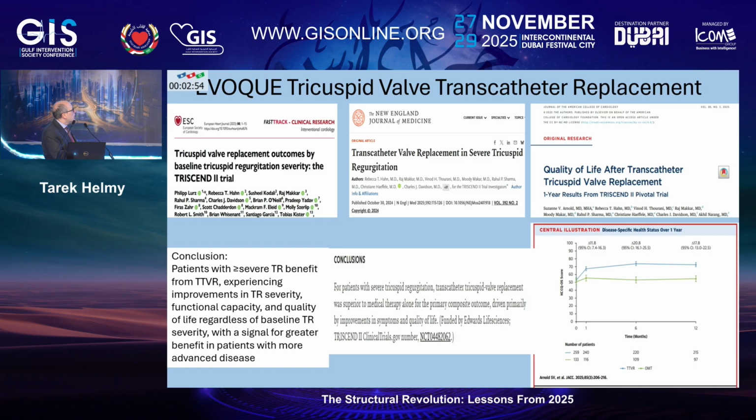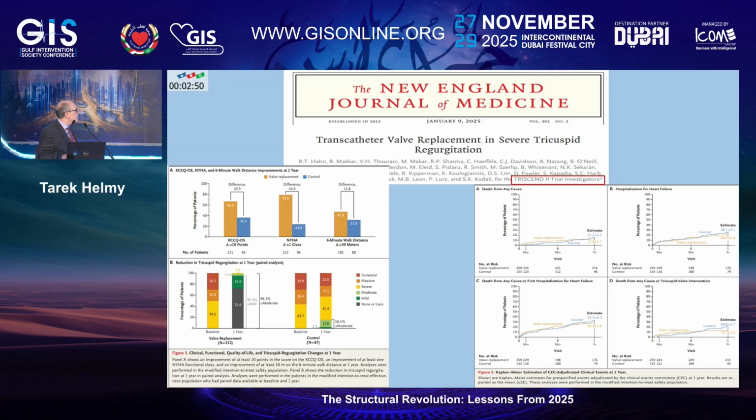This is the EVOQUE tricuspid valve transcatheter replacement. And as you can see here, there is significant improvement in quality of life and New York Heart Association classification and reduction in tricuspid regurgitation with the TRISCEND 2 trial with the EVOQUE implantation, with, again, very favorable outcomes for the control group versus the valve group.